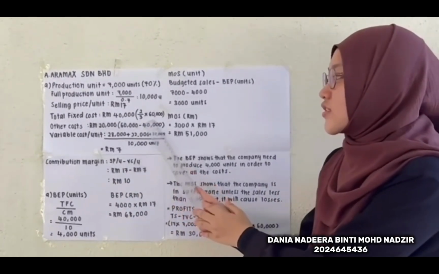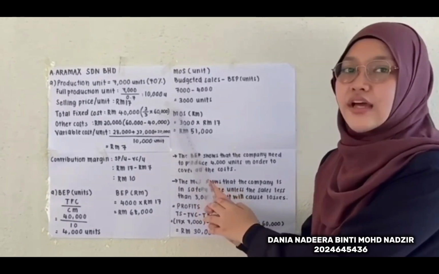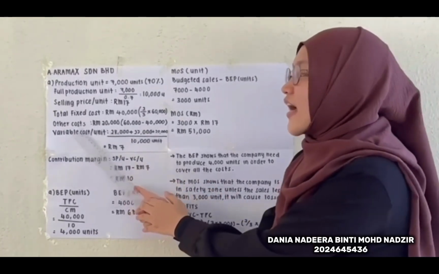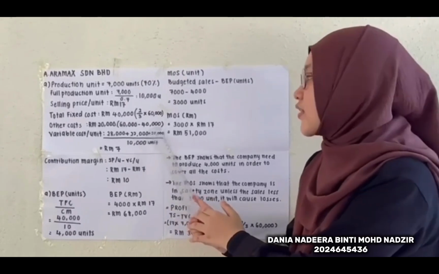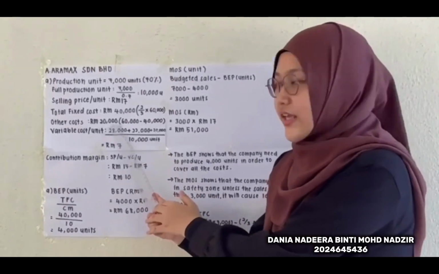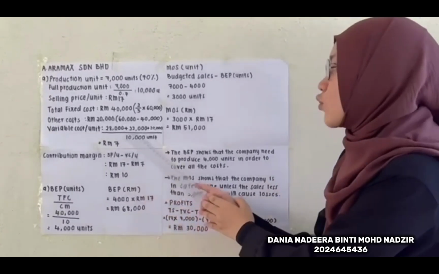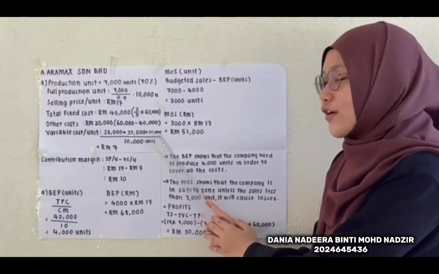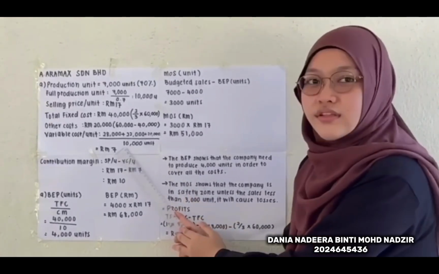Next, total fixed cost, we need to calculate 2/3 times 60,000, then we get 40,000. Next, other cost. Other cost, 60,000 minus 40,000, then we get 20,000 ringgit. To find variable cost per unit, we need to add all the direct material, direct labor and other costs. Then, we must divide by 10,000 units. Then we get 7 ringgit.